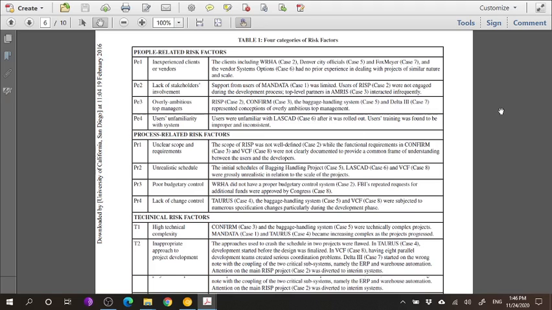So I'm not going to go into the details of the cases. You're supposed to read them on your own, but I will tell you what each of them is. Each of them actually faced the risk factors. Now, let's start with the first one, the inexperienced clients or vendors.